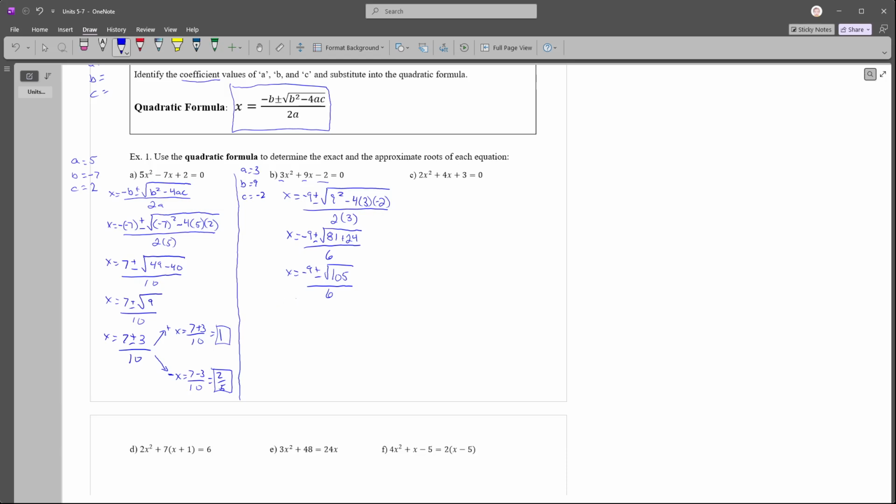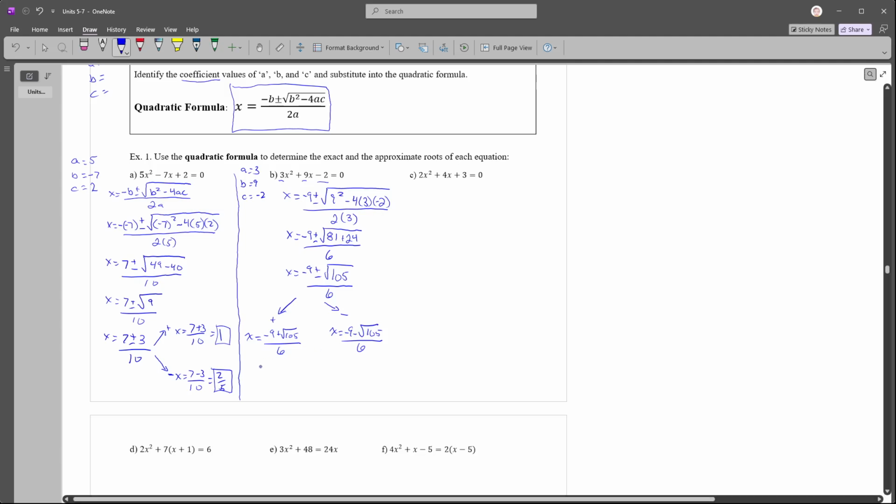So in one situation, we are going the plus direction. Now in the other situation, we are going the minus direction. So over here we have x is equal to negative 9 plus the square root of 105, and that's all over 6. Over here we have x is equal to negative 9 minus the square root of 105, and that's all over 6. Now these are still perfect numbers because I haven't done any math yet.